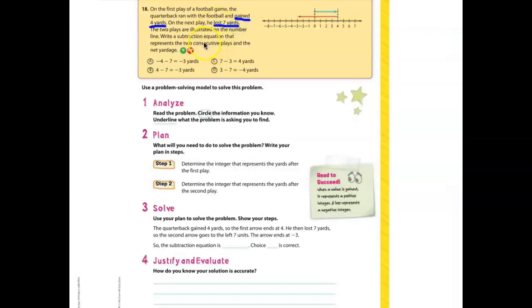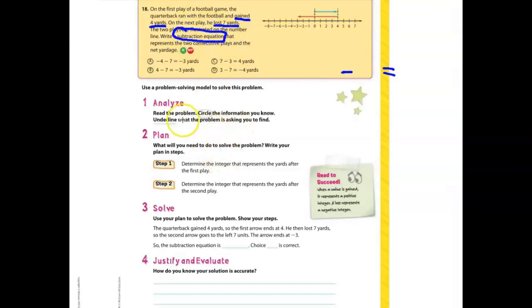But what it's actually asking me to find, it wants me to write a subtraction equation. So the answer is going to be something minus something equals something. I'm thinking this out as I'm rereading the problem. This is what I would physically want you to do when you're trying to solve a problem. So we're looking for a subtraction equation that represents the situation.